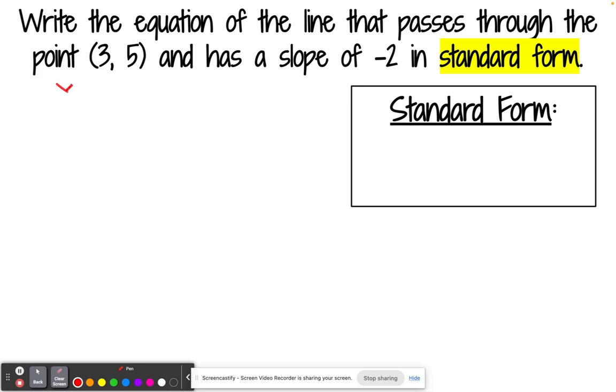So y minus my y value, 5, equals, forgot that we already learned point-slope form. Negative 2 is my slope times x minus my x value, which is 3. Let's distribute, multiply negative 2 times x, negative 2 times negative 3. Draw my little wiggly lines down.